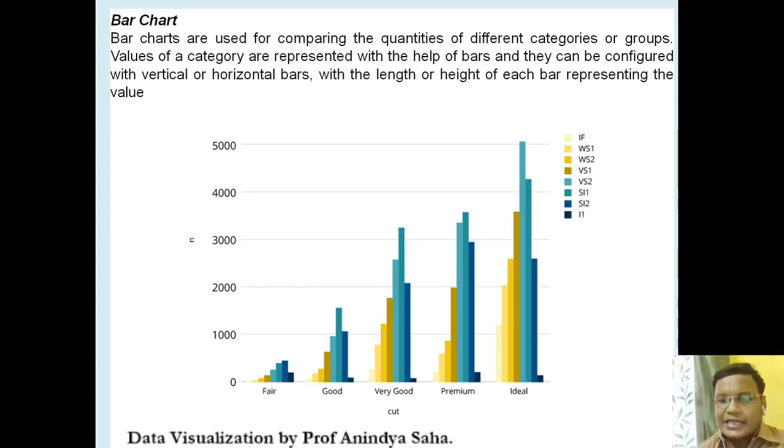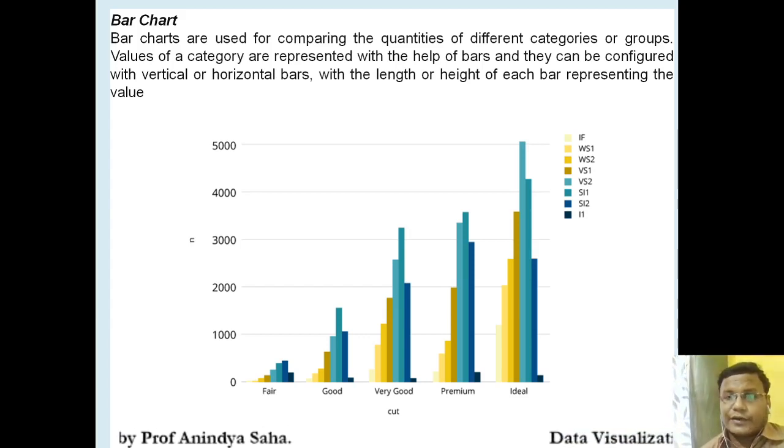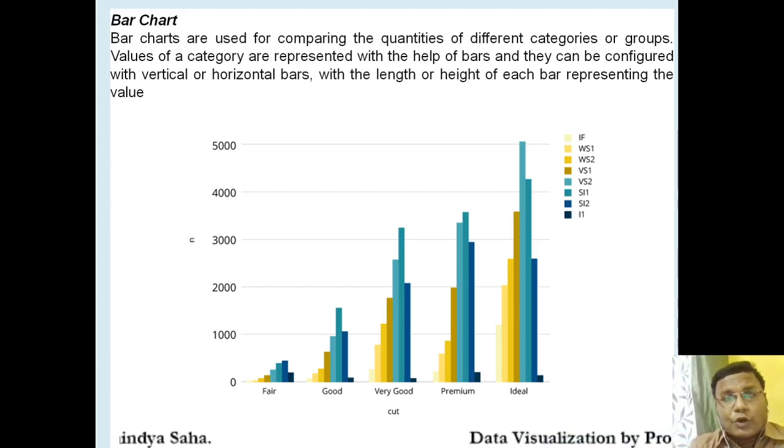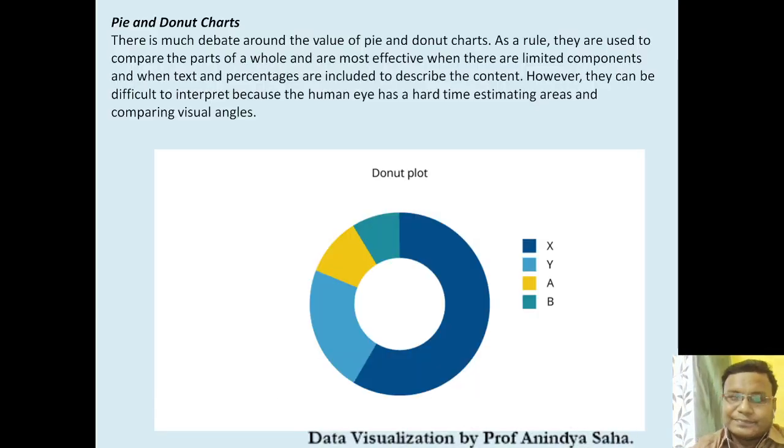Like under the ideal there are E, W, and different categories. So we can use different groups, different categories for the bar chart. That means when we have different categories to define, then we will not go for the line chart, we will go for the bar chart.